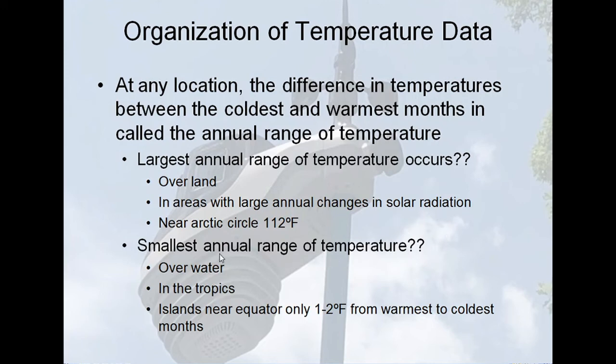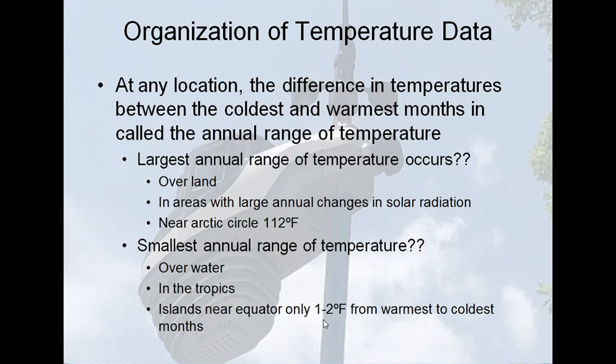The smallest annual range of temperature is over water, like I said, because of the heating and cooling of the water versus the land. And in the tropics, you're going to get a small annual range of temperature, because the Earth rotates around the sun, and the sun's always along the equator. It might be a little bit north or south, depending on the tilt of the Earth, but your variance isn't going to be that much. When the tilt of the Earth has the Arctic Circle facing away from the sun, then you're going to get a heck of a drop in temperature there.